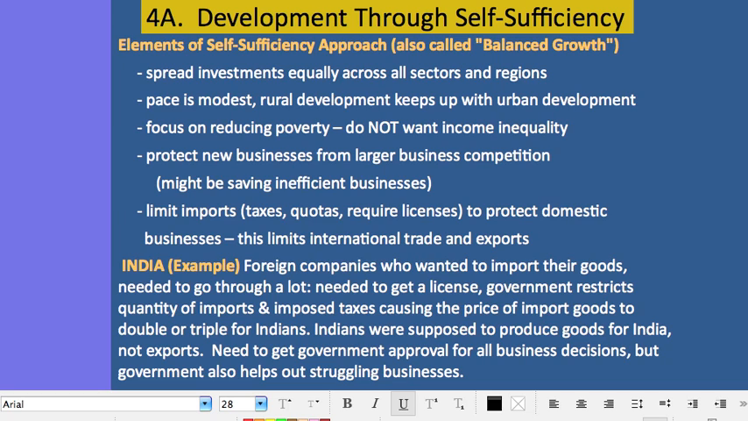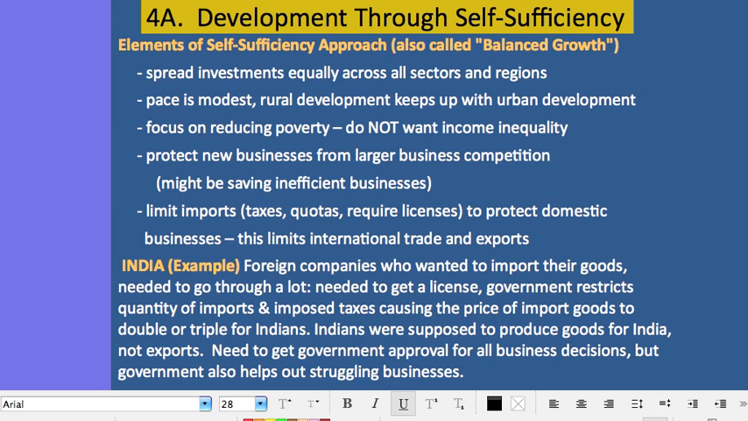It protects new businesses or small businesses from large business competition. This might save an inefficient business, but it will protect those small businesses that are just trying to get off the ground and often just cannot compete against these large businesses, because large businesses have economies of scale to help them actually make a lot more money making things on a larger scale.